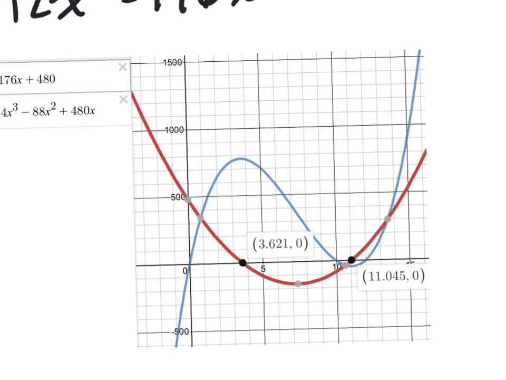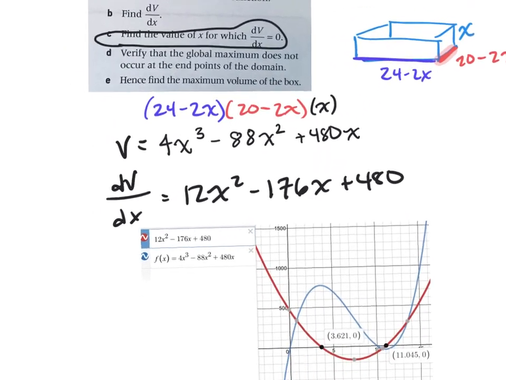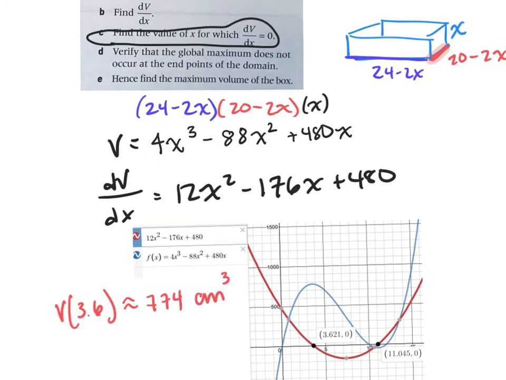Cool. And then the last bit is hence find the maximum volume of the box. And really, the maximum volume is going to happen there. Using my derivative, because figuring out what that is is kind of hard to calculate, but if you set this equal to 0 and solve, one of your solutions is going to be 3.6, and that is the maximum value. So if we plug 3.6 back into this original volume function, we get approximately 774 centimeters cubed, and that's like this up here. Cool. Well, let me know what questions you have.